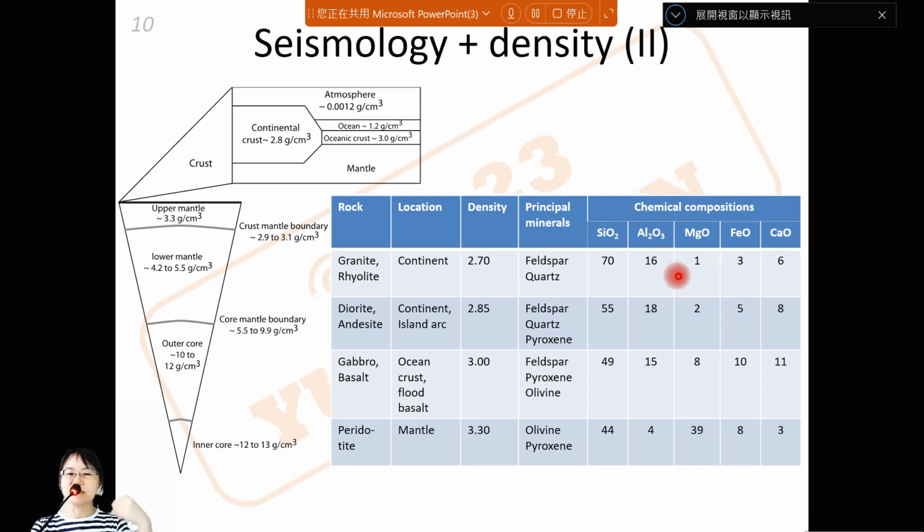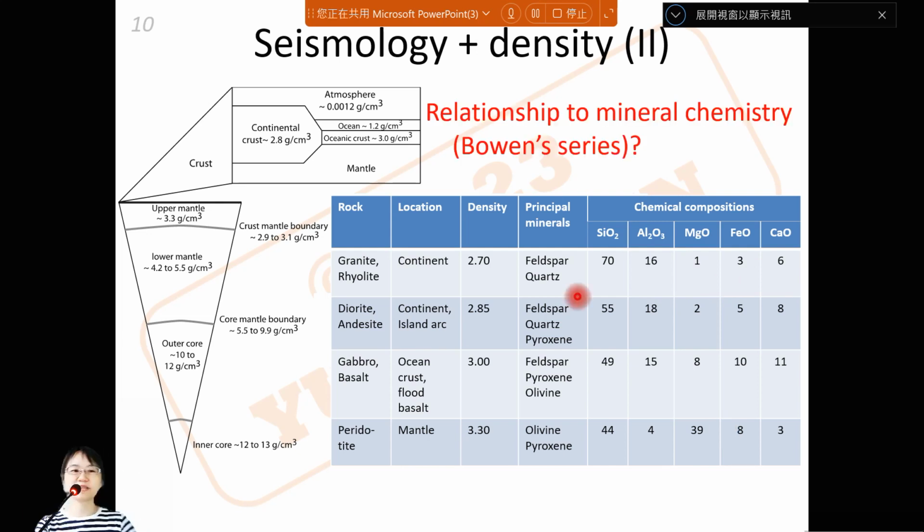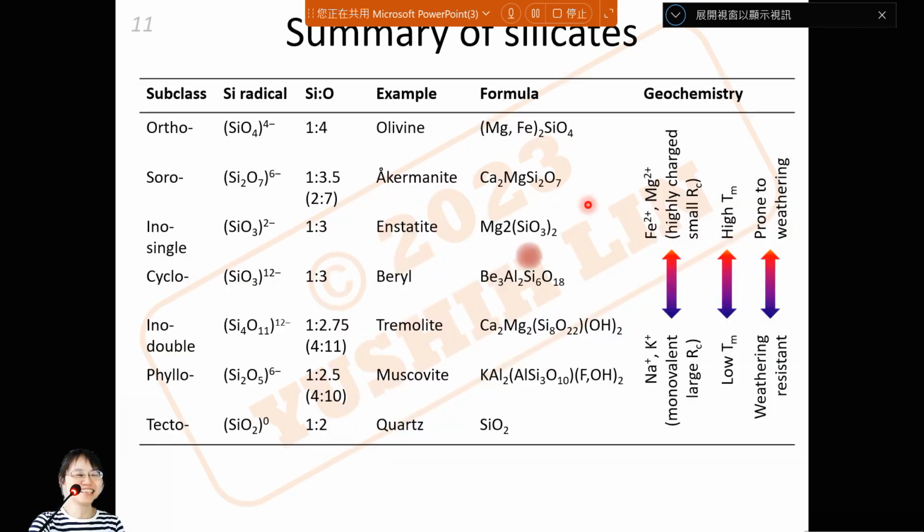And the other thing you immediately notice is the chemical composition. The silicon decreased from 70 to 44, while magnesium oxide increased from 1 to 39. It's a huge difference. Such a huge difference is caused by partial melting of rock. And of course, this corresponds to the Bowen series. This is the slide from the mineral chemistry lecture. This is a short review of different silicate structures, whether they are high temperature minerals or low temperature minerals, whether they are prone to weathering or weathering resistant.